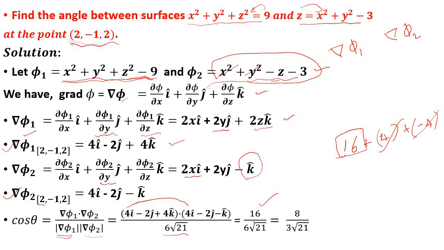If you simplify this, 2 8 and 2 3, so you will get 8 by 3 square root of 21. This gives the angle between the two surfaces, that is theta is equal to cos inverse of 8 by 3 root 21. So this is the angle between the two surfaces. This is the working procedure.